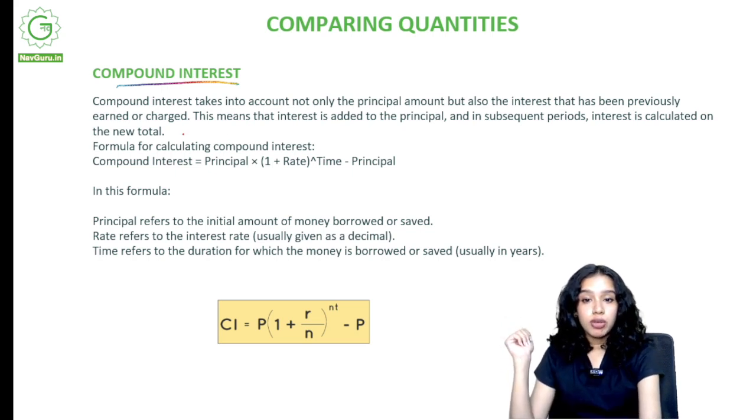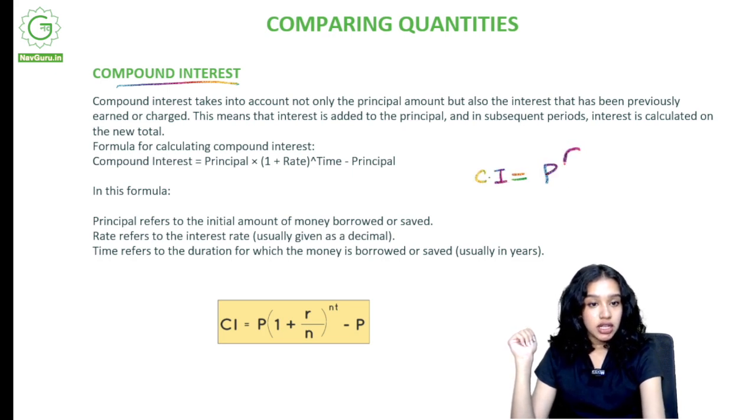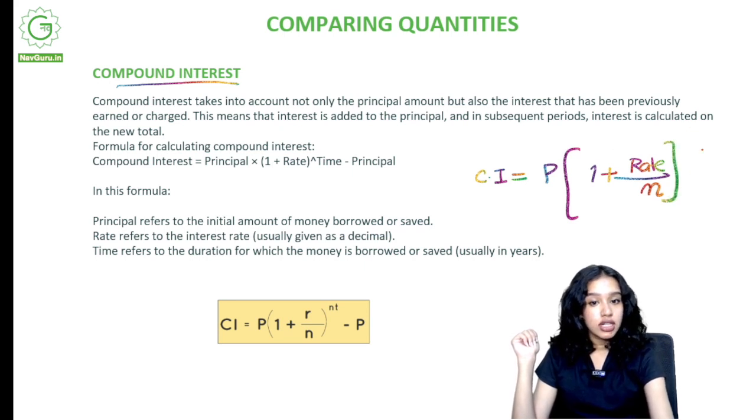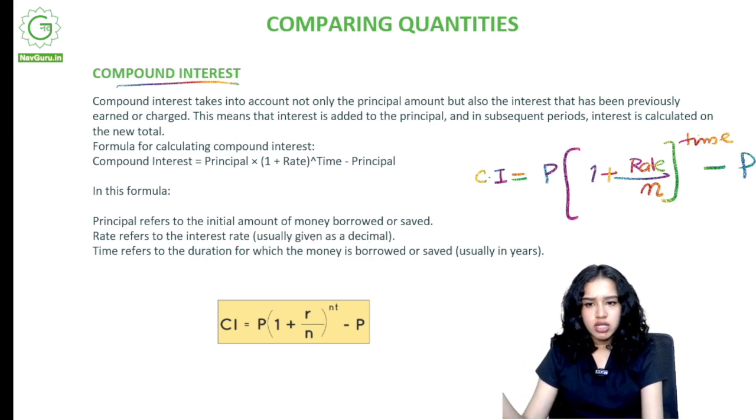So the formula for calculating compound interest is equal to principal into (1 plus rate by n), whole raised to time, minus the principal, right? So principal is the initial amount of money, rate is the interest rate, which is given in decimal. Time refers to the duration for which the money is borrowed or saved, usually in years.